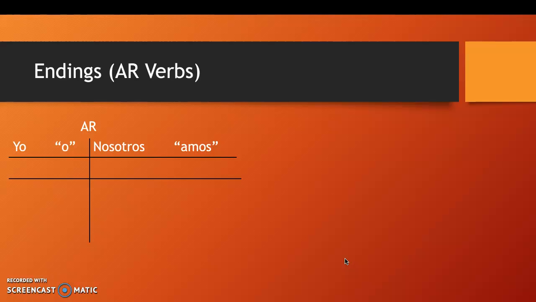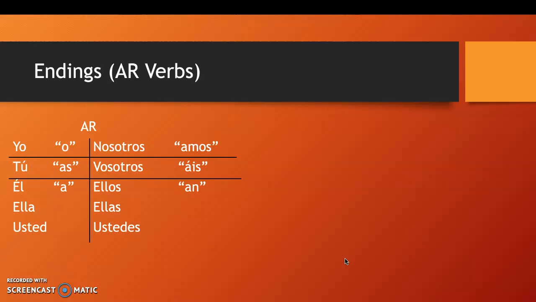For yo, the ending is going to be o. For nosotros, our ending is amos. For tú, our ending is as. And for vosotros, our ending is áis. In third person, the ending for él, ella, usted is always going to be a for AR verbs in the present tense. And to make it plural in ellos, ellas, ustedes, all you got to do is add that n, and your ending is an.